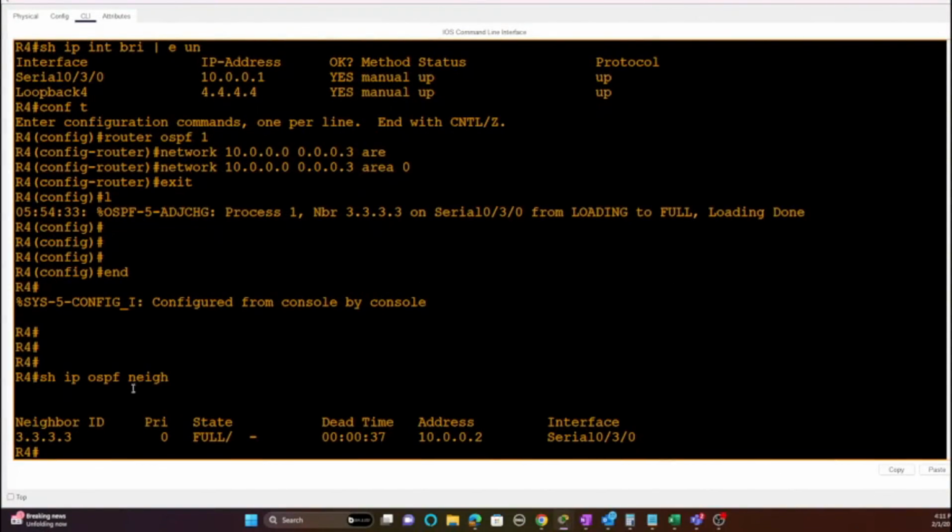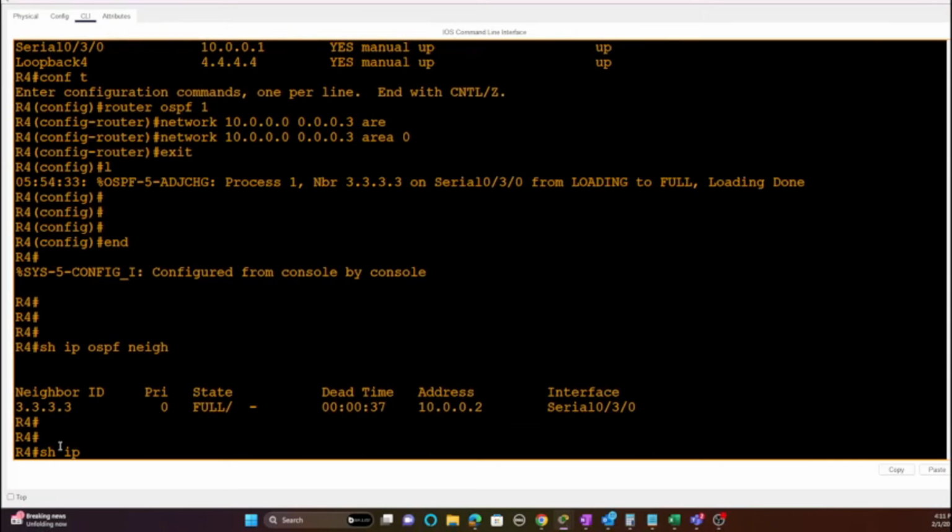Now the question is, we know this neighbor, but how can we look at the network types? That's the next question. What type of network is he on? Is he on a point-to-point network, or is he on a broadcast network type? We don't know that. So you can use two commands to figure that out. I'm going to show you two.